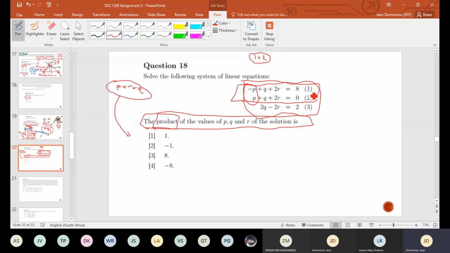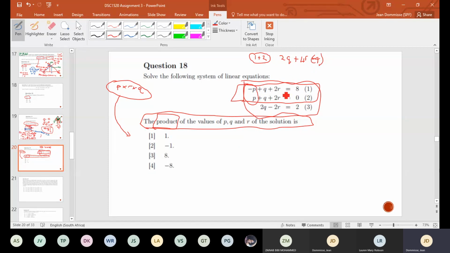So I would have said, let's say equation 1 plus equation 2. So I know the P's will fall away. Q plus Q is 2Q. 2R plus 2R is 4R. Okay, so that would be my new equation, my equation 4.